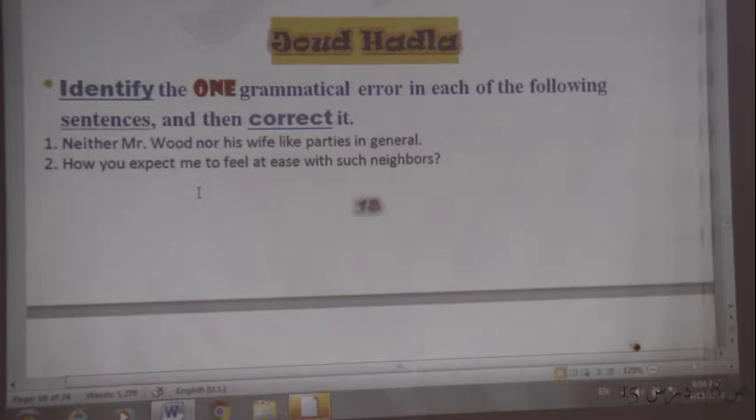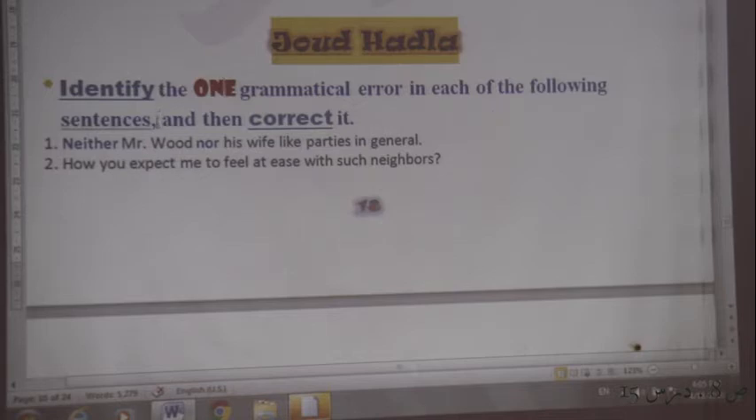Today at Dars 15, we are going to revise our grammatical information, and I will focus on the final exam question. It is in front of you. You can read with me. You will have this question in your final exam. Identify the one grammatical error in each of the following sentences and then correct it. Pay attention: first of all, we need to identify the one grammatical error in each of the following sentences and then correct it, and this will be very important for your final exams.